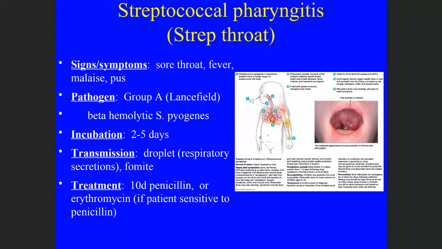Strep throat, or streptococcal pharyngitis, is caused by Streptococcus pyogenes. Now, this is a bacteria that we're going to come back to a lot between now and the end of the semester, because it is a very pathogenic bacteria. It has a lot of features that make it very able to cause disease, and I'll talk about some of those things that it possesses.